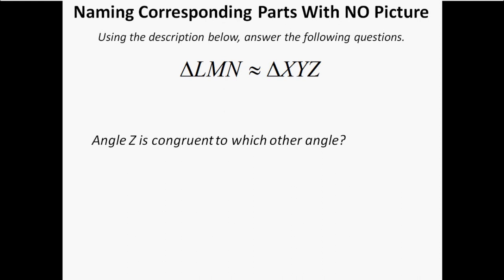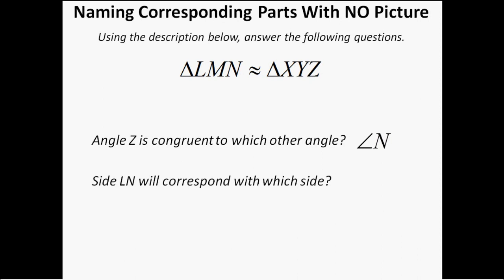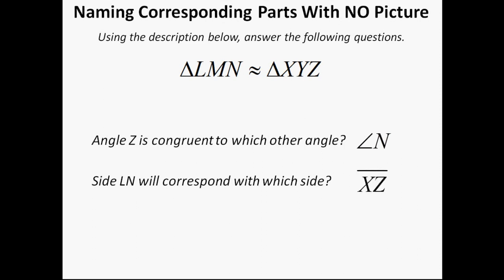Well, Z is the last of the points in the XYZ triangle, and N is the last of the points listed in the other triangle. So angle Z corresponds with angle N. Side LN will correspond to which side? Looking back in the original description, we've got LN corresponding with XZ. L is the first, N is the last, X is the first, Z is the last. So side XZ corresponds with side LN.